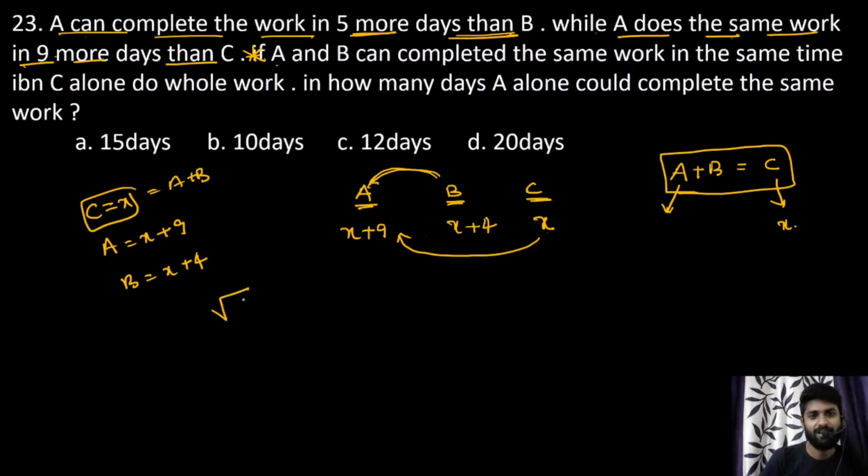Then what is your answer? Your answer is equal to 9 into 4, the value becomes 6. What is the question? How many days A alone could complete the work means 6 plus 9, the value becomes 15 days.